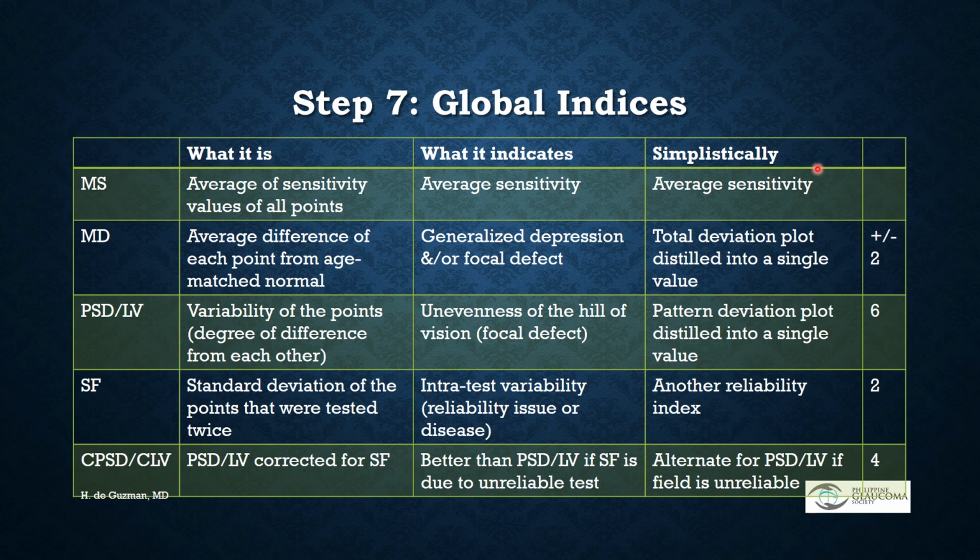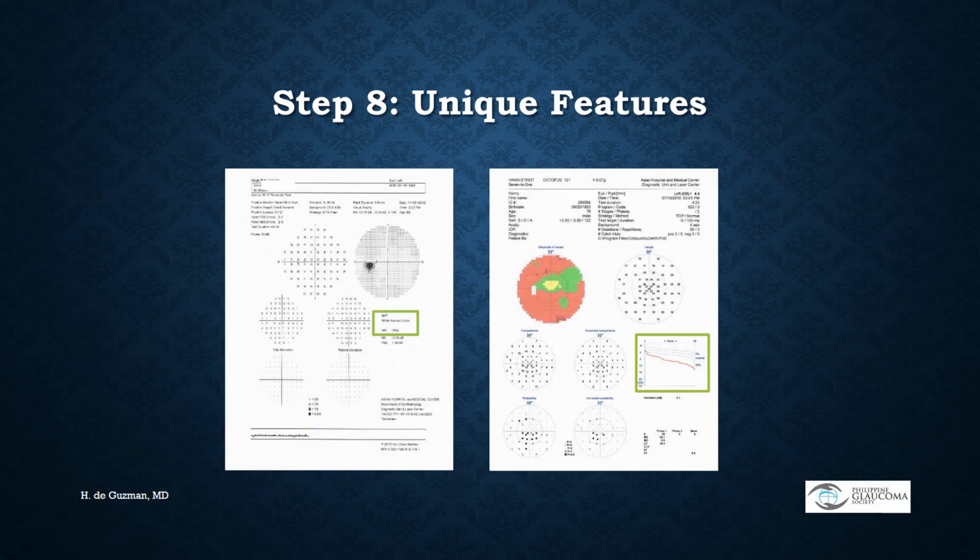So the simple way to think about the global indices is here in this column. So this is what you need to remember. Next are the features that are unique to each machine. This is where you can find them.